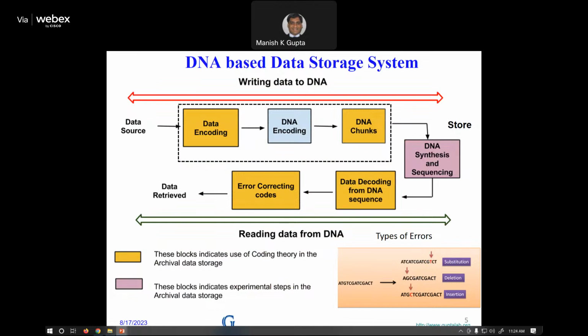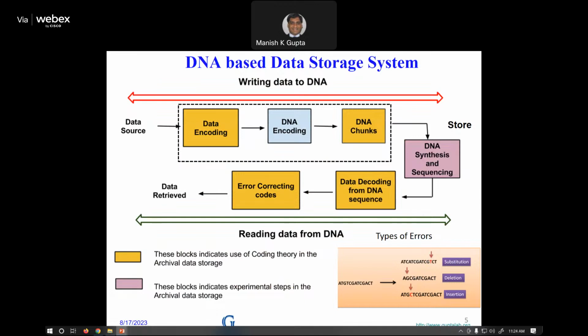Then, of course, you store. Once DNA chunks are created, this is a general outline I'm giving you, and depending upon which machine you are using, this will vary a little bit. Then comes DNA synthesis, meaning you synthesize the DNA using a machine, a DNA synthesizer. Normally there are 3 techniques that DNA synthesizer machines are using. The modern one is enzyme based. And then the data is stored.